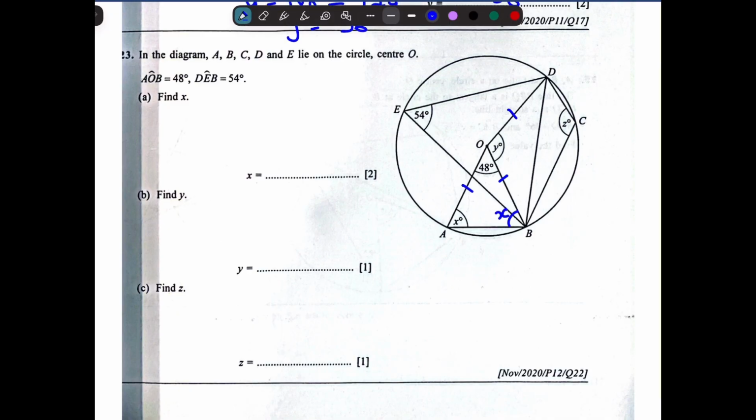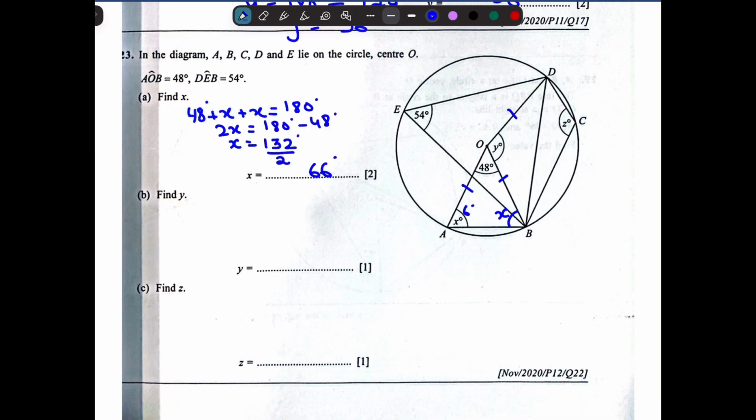So 48 plus 2x should be equal to 180. 2x is 180 minus 48. So x is going to be 132 divided by 2. So x comes out to be 66 degrees.